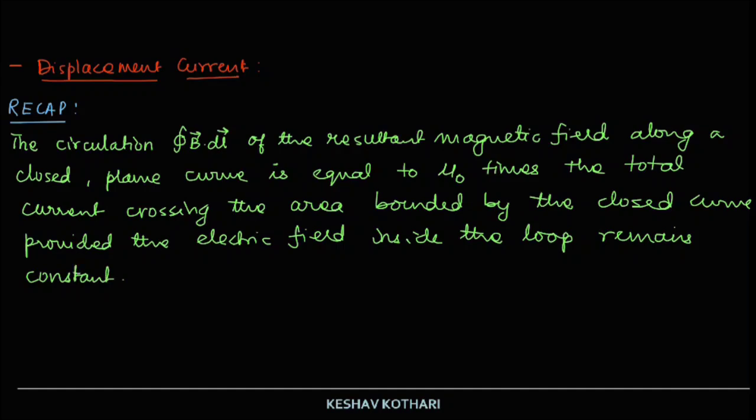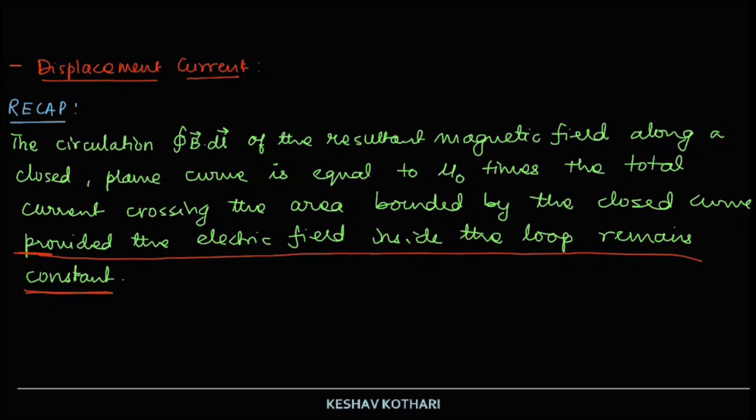So this last line over here, provided the electric field inside the loop remains constant, is something we are going to challenge in this particular part, as to what will happen if there is an electric field variation inside the loop which we are selecting.